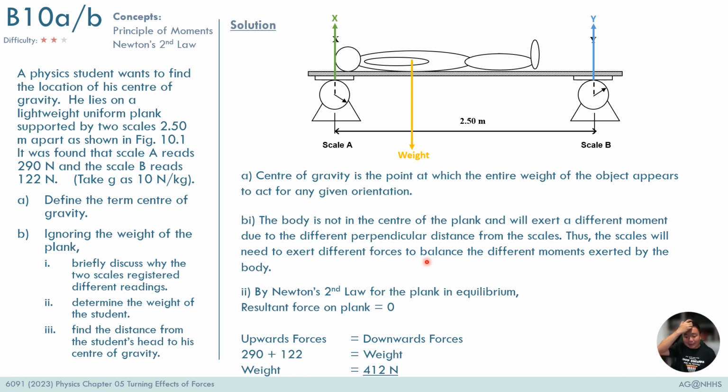In B part 2, to find the weight of the student, since we are given the values of the two scales, and the two scales are both upward forces, we can just add up these two upward forces, and this sum will therefore be the answer for the downward force, which is the weight of the student. So that's exactly what I did here. 412 newtons is the answer. And again, you are using Newton's second law here, that the whole object is at equilibrium, it's not moving, it's not rotating. All the forces are balanced, which means all the upward forces must be equal to all the downward forces.